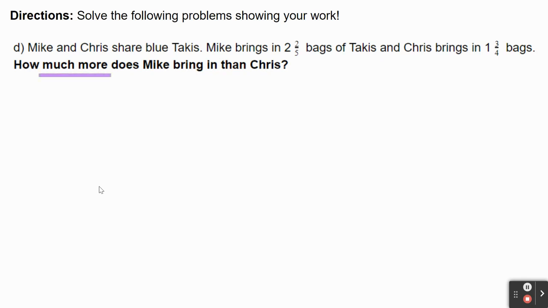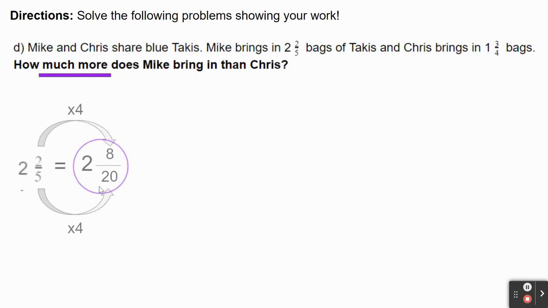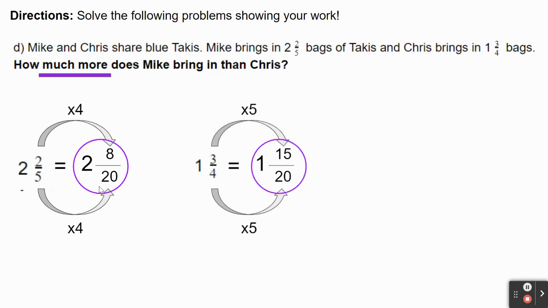Well, how much more tells us that we are going to be subtracting to figure out the difference, or the answer to a subtraction problem, between the amount of Takis that Mikey brings in compared to the amount that Chris brings in. So we've already done the work of rewriting these fractions to have the same denominators. We had said in the previous slide that 2 2/5 is equal to 2 8/20, and 1 3/4 is equal to 1 15/20. So we already have the equivalent fractions where both denominators are 20.